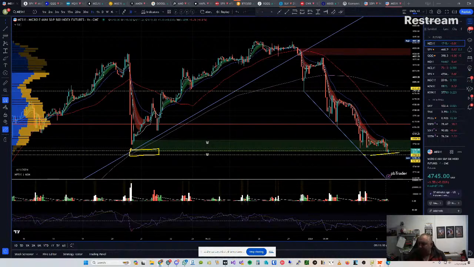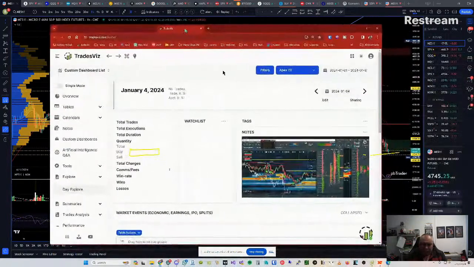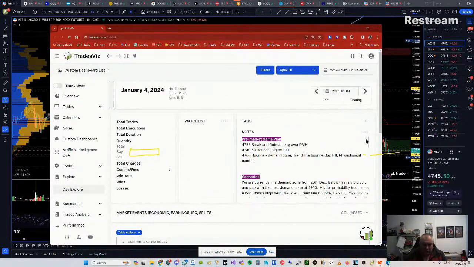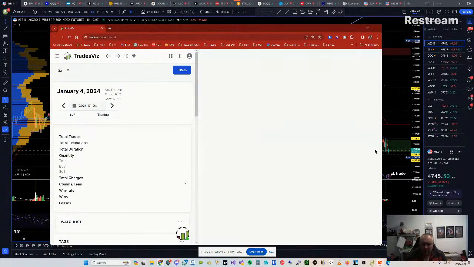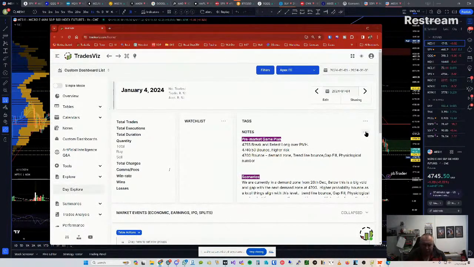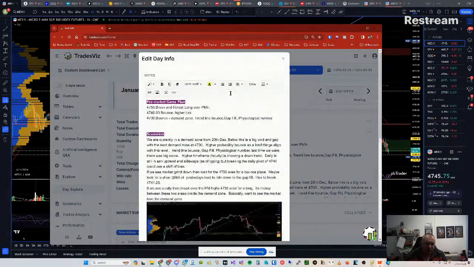Let me just go to my notes. I use TradeViz. That gives me the notes I need. I put my notes in before the market opens, so I know exactly what I'm doing. So these are my levels: 47.55 break and retest long.